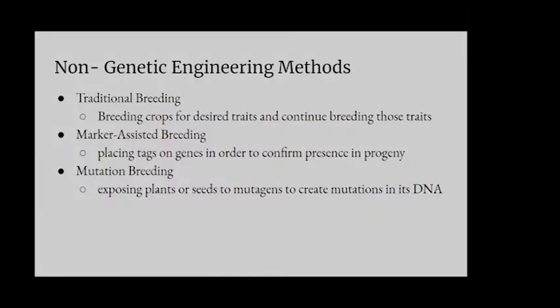So we are also going to be taking a look at 3 non-genetic engineering methods. Those 3 are traditional breeding, which is breeding the crops for desired traits; marker-assisted breeding, which is placing tags on genes; and mutation breeding, which is exposing plants and seeds to mutagens in order to create mutations.